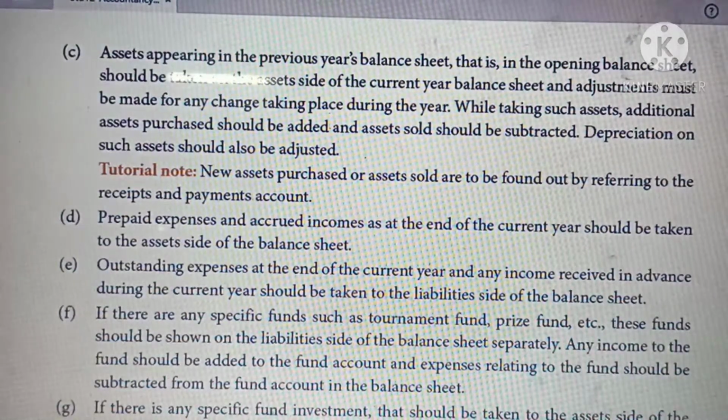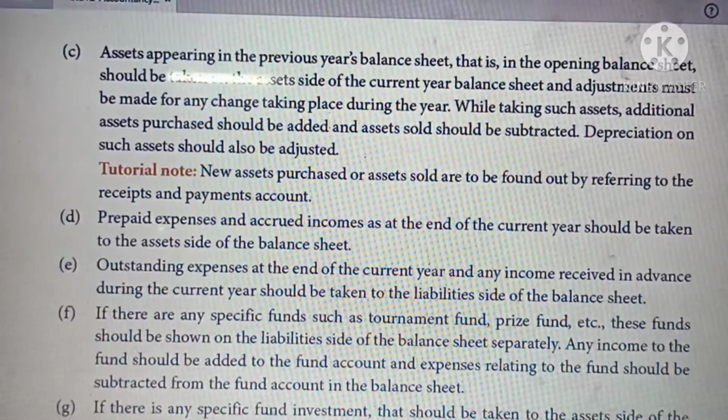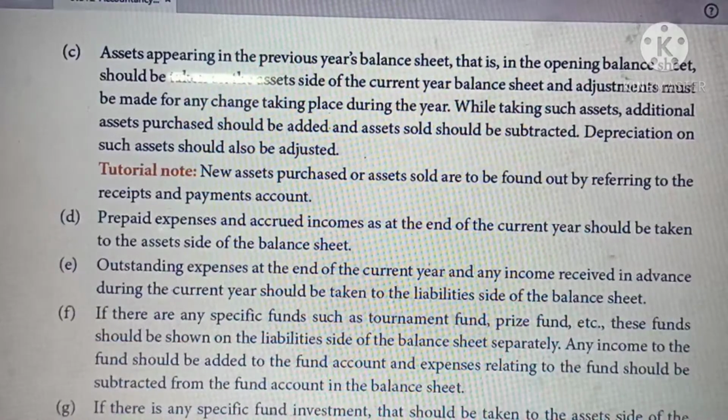Outstanding expenses and income received in advance during the current year should be taken to the liability side of the balance sheet. Outstanding and received in advance are liabilities, so we have to show this amount on the liability side.